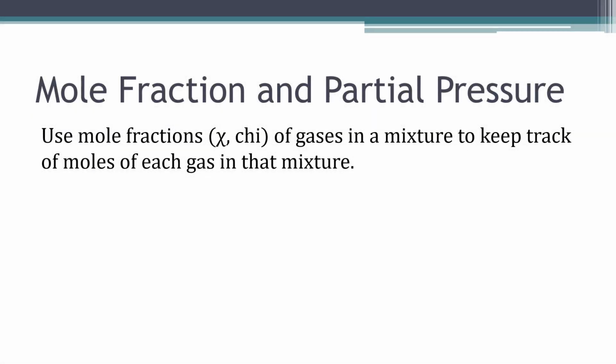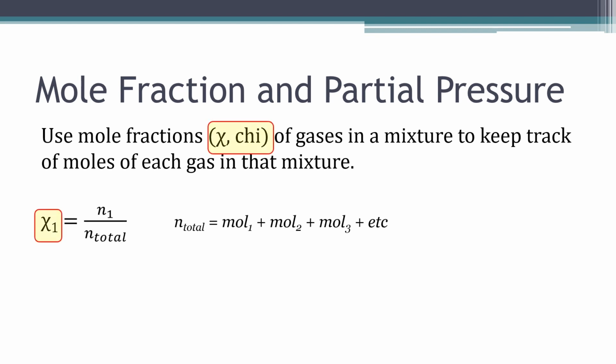We can use mole fractions of gases in a mixture to keep track of the moles of each gas in that mixture. The mole fraction is denoted by the Greek letter chi. In this example, the mole fraction of gas 1 is the moles of gas 1 divided by the total moles in the mixture.